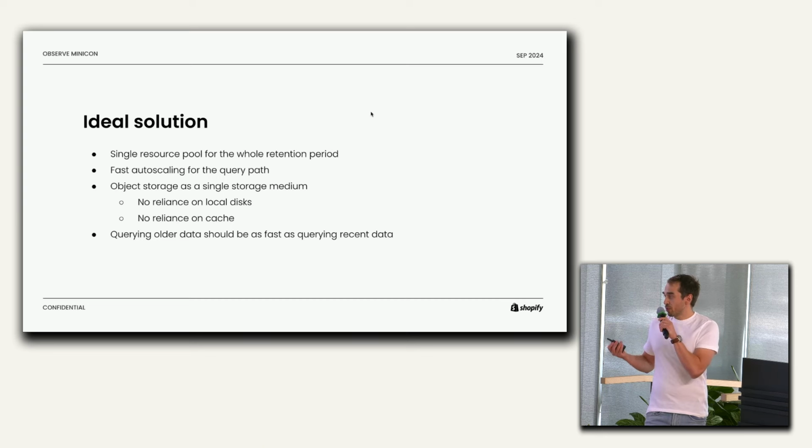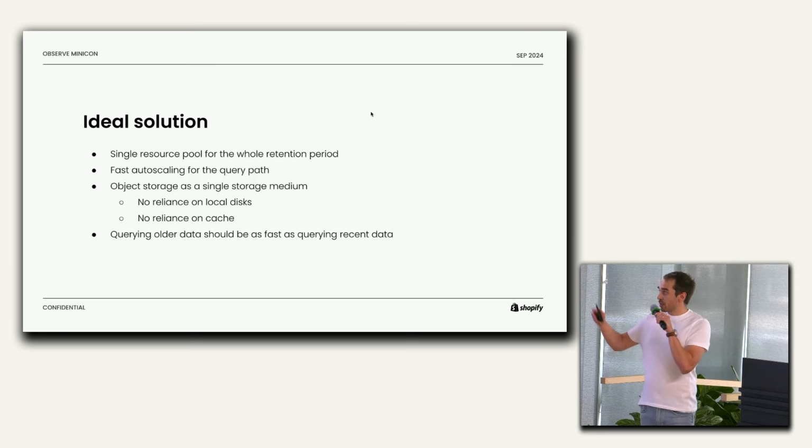And the most ambitious goal that we had was we wanted querying old data to be as fast as querying recent data. So we didn't want there to be a distinction in query performance when a user would query data from a year ago versus querying data from yesterday, for example.